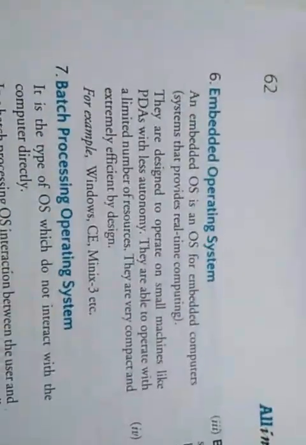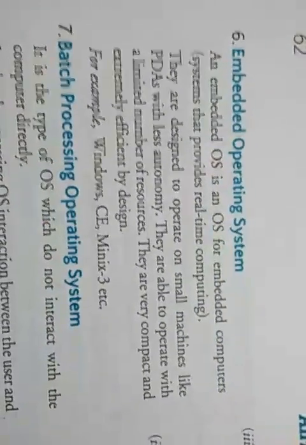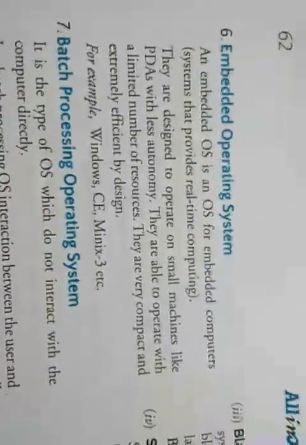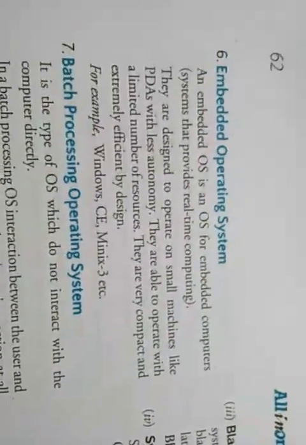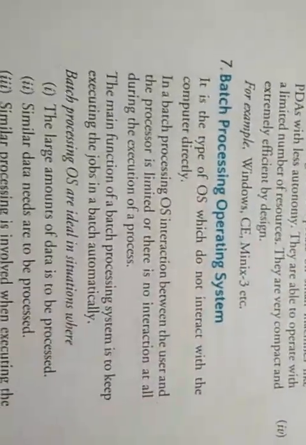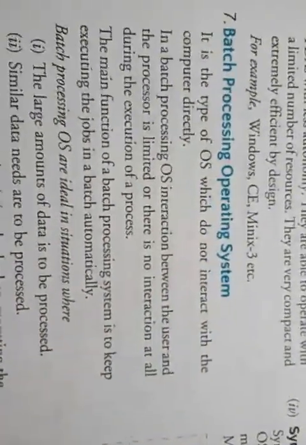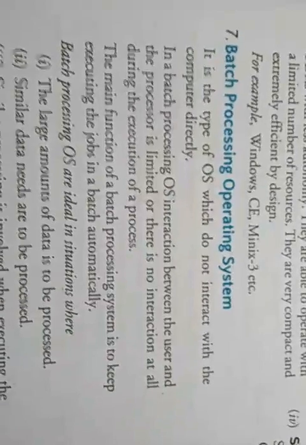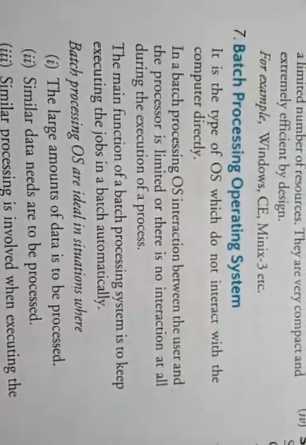The next category is the embedded operating system. An embedded operating system is an OS for embedded computers, such as real-time computer systems, or we can say such as PDA applications. Next is the batch processing system. In this operating system, the system will create a batch for similar types of jobs and process them, so the speed of this will be fast as compared to a single user operating system.